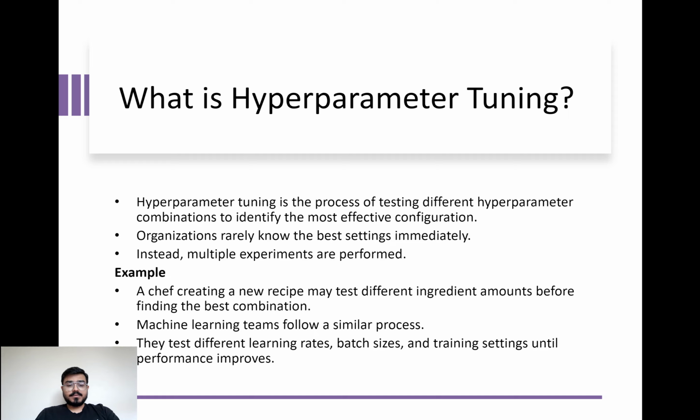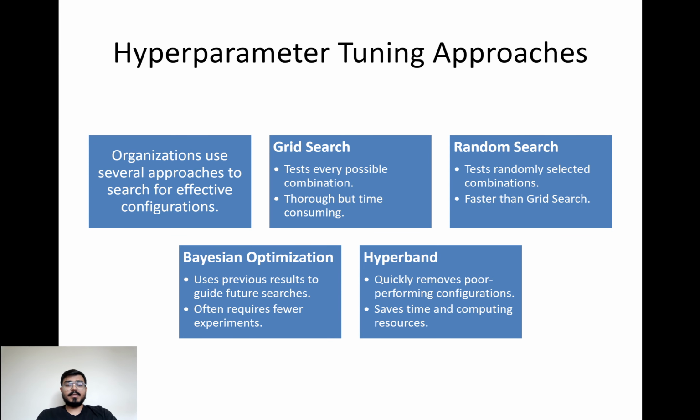Machine learning teams work in a very similar way. Instead of testing ingredients, they test learning rates, batch sizes, and other hyperparameters. Each experiment produces different results. The goal is to discover the combination that allows the model to learn most effectively. This process may require multiple training attempts, but the improvement can significantly increase prediction quality. Let's move to the next slide.